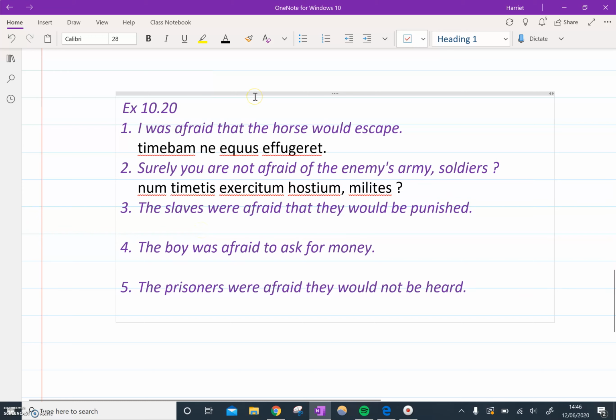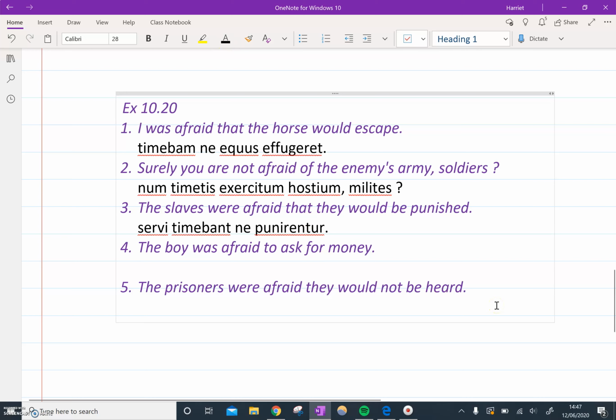Number 3. This one is a fearing clause, so if you want to have a go at this, challenge yourself, go for it. Remember to put in the nē. Okay, so the slaves is servī, were afraid, timēbant, that, we need a nē, they would be punished. Okay, so to punish is pūnīre, but we need it to mean they on the end, and we need it to be passive. So what is the passive ending for they? It's untur, so we need to add that in.